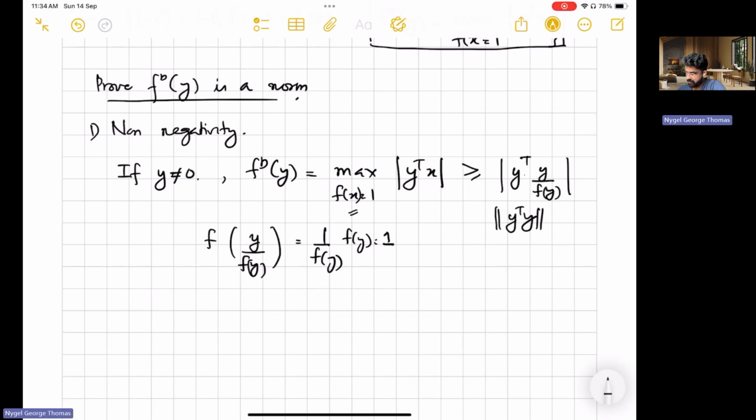This is the L2 norm squared divided by f of y. We know that since it's a standard norm, this is greater than or equal to 0. So the lower bound is greater than or equal to 0, which implies fd of y should be greater than or equal to 0.